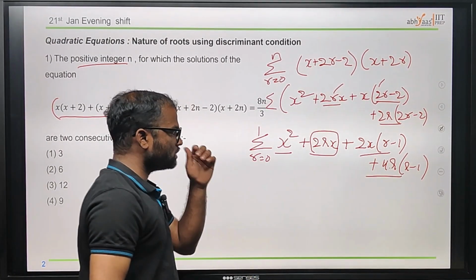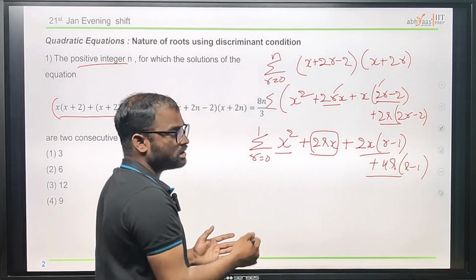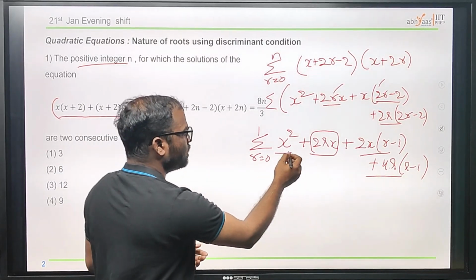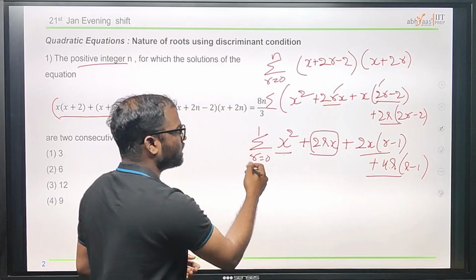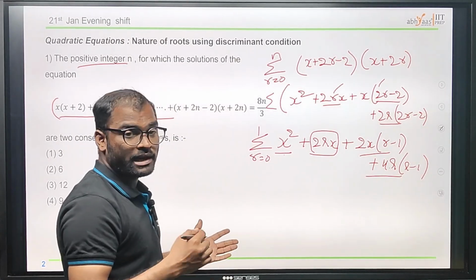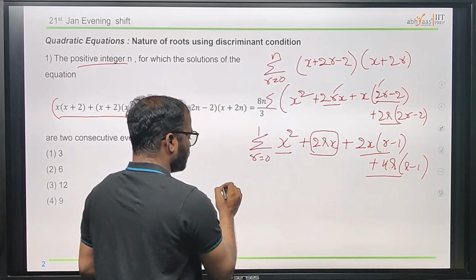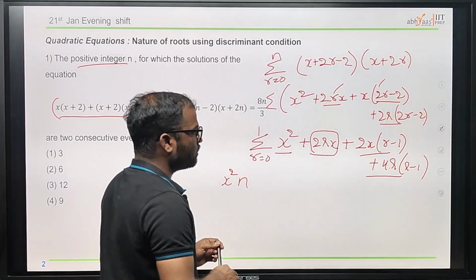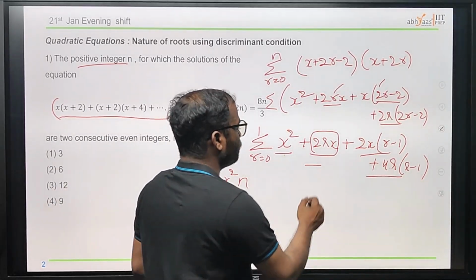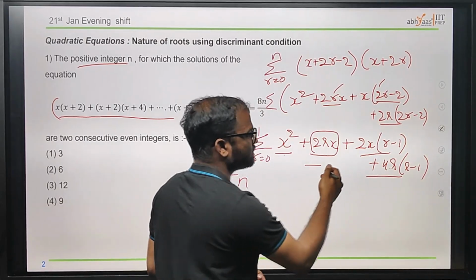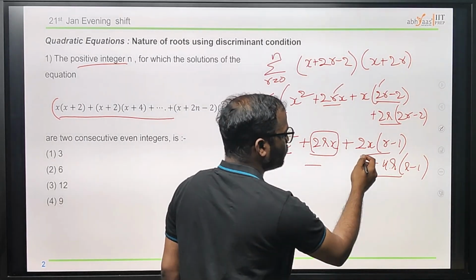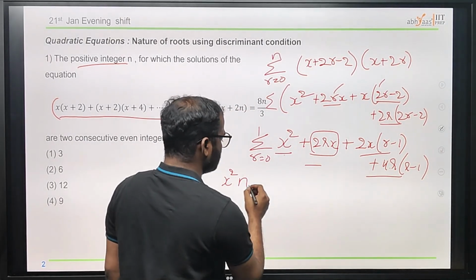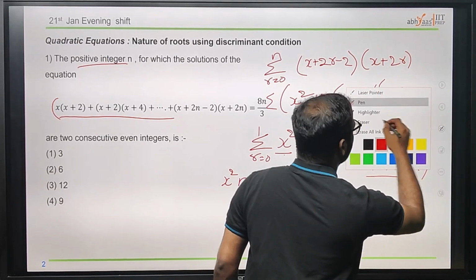Now we have to see, just make the summation go outside. If you see here, since there is no r, the summation will be n times. That will be x square n. Similarly we have this one here. Since we have 2rx, we can take it as common here. That makes it 2 into 2r minus 1. Just make it simple.